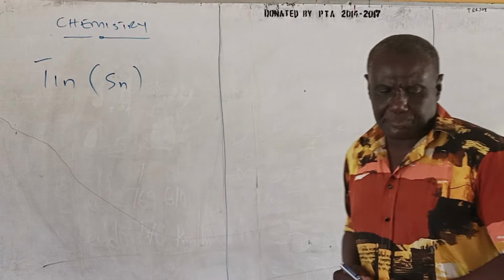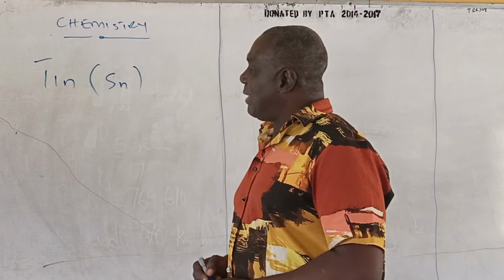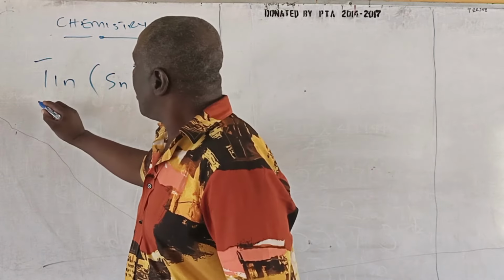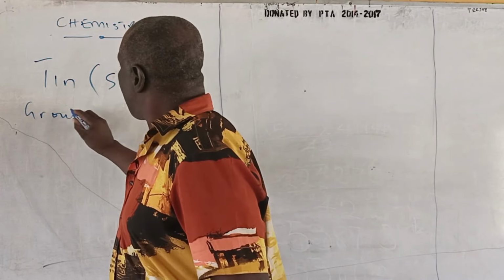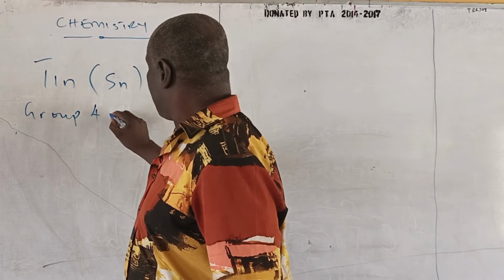So now, tin belongs to the group 4 elements in the periodic table.